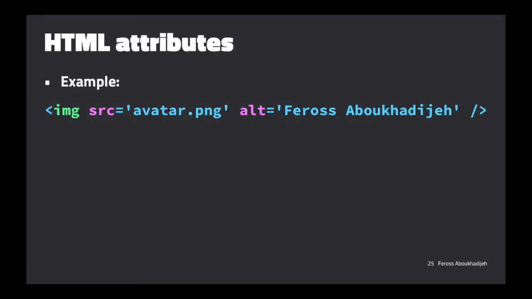HTML attributes. So attributes are these things, right? That's an attribute name, and that's an attribute value. So this is an image with an avatar, and then this is alt text. This is text that shows up if the user is using a screen reader, or if the image doesn't load for some reason. This text may show up instead. And so let's say that this text is untrusted. So what do we need to do to make it safe?